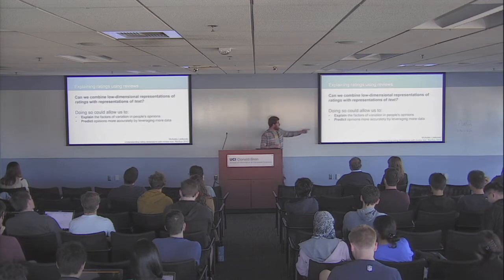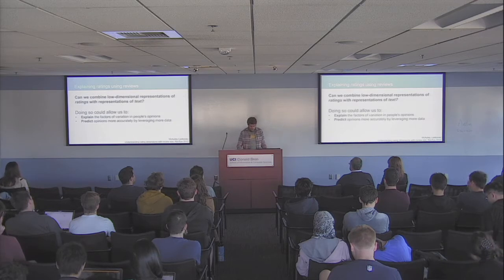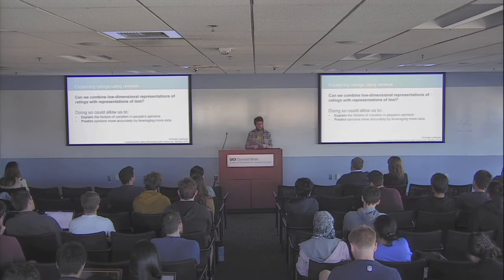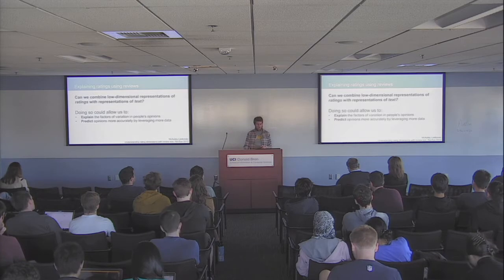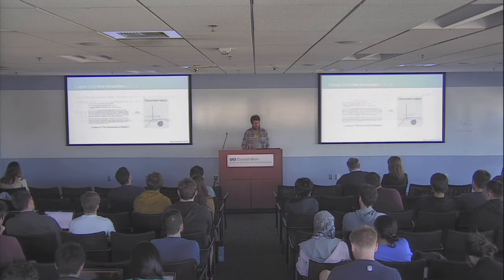And secondly, maybe it could help us make recommender systems more accurate. Text is very useful at explaining the dimensions of people's opinions. That's exactly what a review is. You're saying, why did I like or dislike something? So shouldn't we leverage that data to make recommendations more accurate? And I've only got 4 or 5 slides on this since it's old work, just to give some motivation for what got us into this problem.